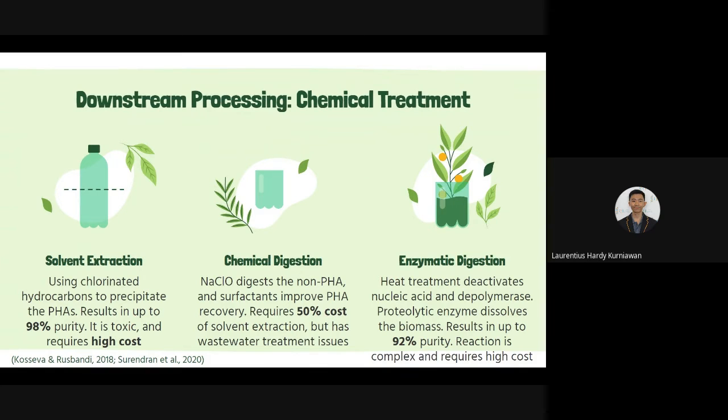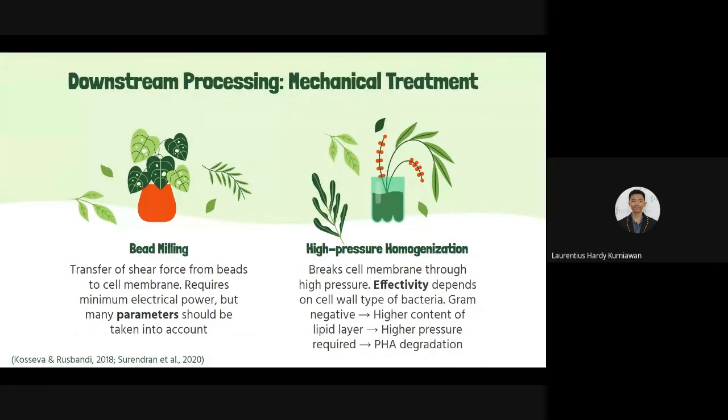In terms of purity, solvent extraction results in the highest purity, followed by enzymatic digestion. However, in terms of price, solvent extraction requires the highest cost and chemical digestion only requires 50% of the cost. The second one is mechanical treatment, which includes bead milling and high pressure homogenization. In bead milling, there are many parameters that should be taken into account. Meanwhile, in high pressure homogenization, the effectivity depends on the type of bacteria involved.